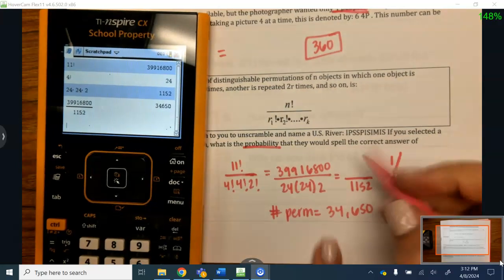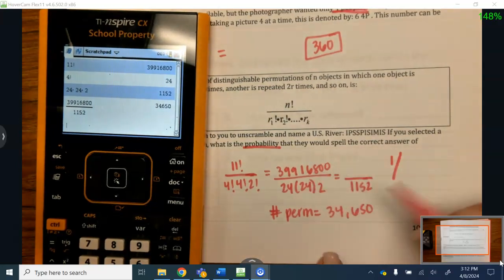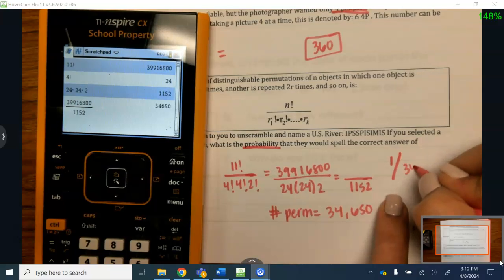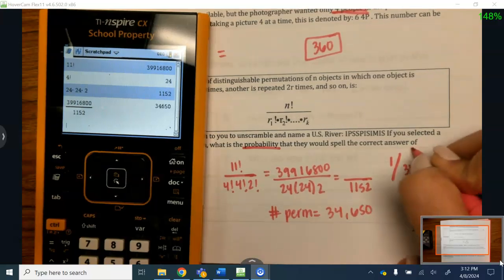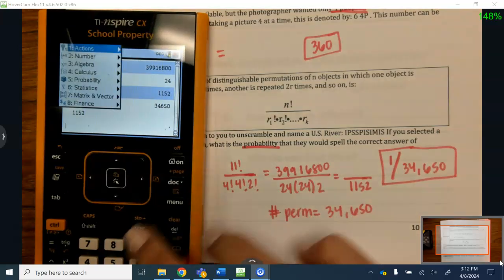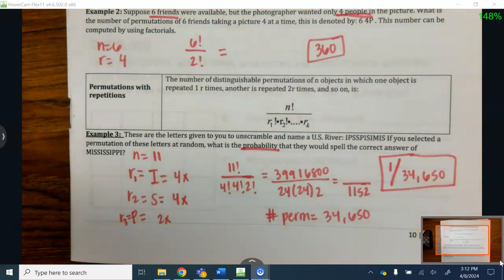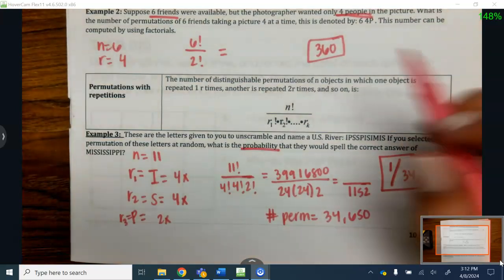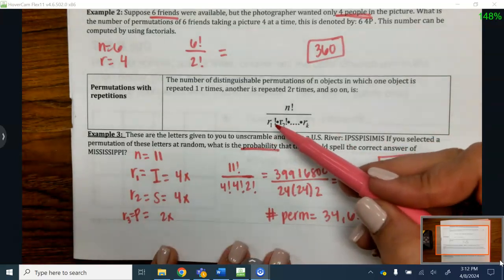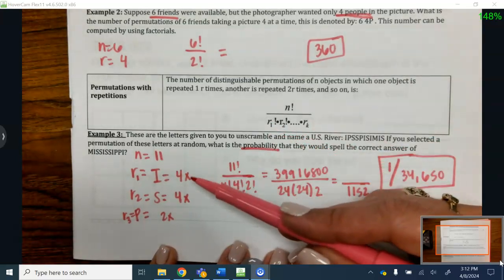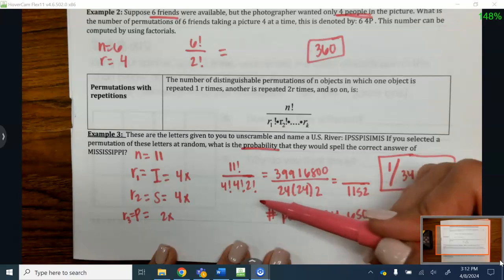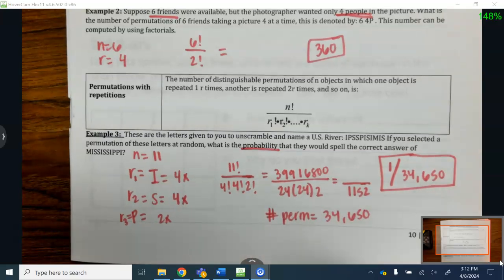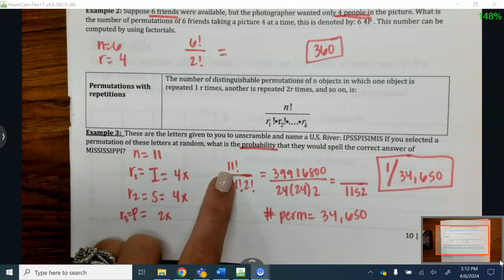34,650. Remember, it's a probability question. What is the chance of this happening? Well, there's a 1 out of 34,650 chance that you would unscramble it in the correct order. So really, if you have repetitions, you're taking these R values, plugging them in right here, and you're using your factorial setting in your calculator. So you do have to do a little bit of work on this part, instead of just inputting it all in the calculator, but you don't have to do each factorial one by one.